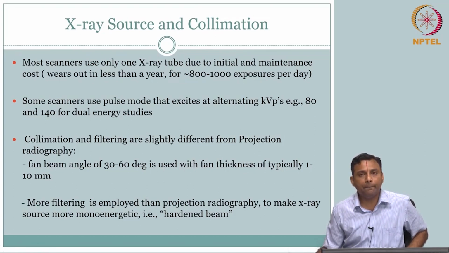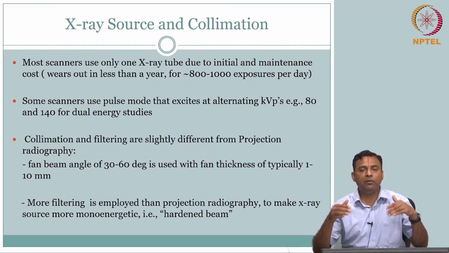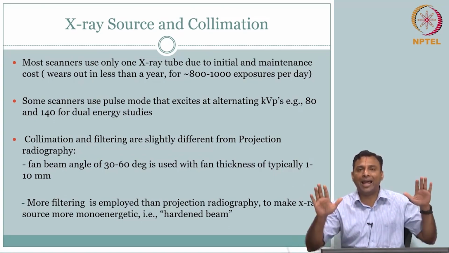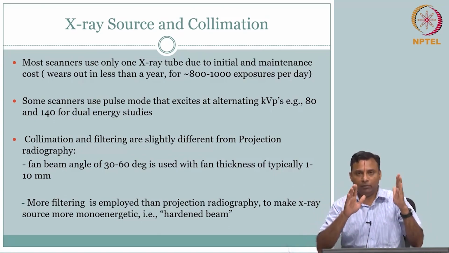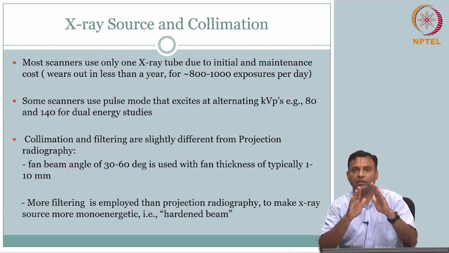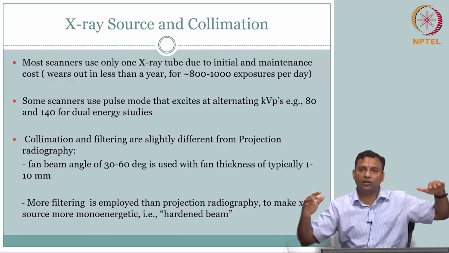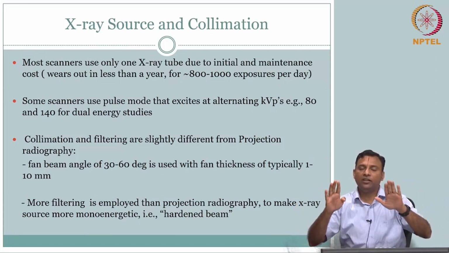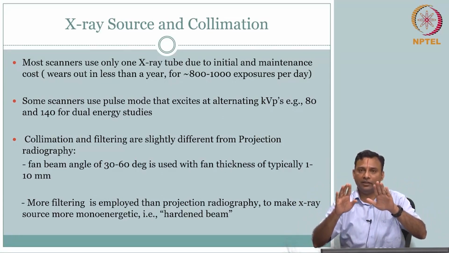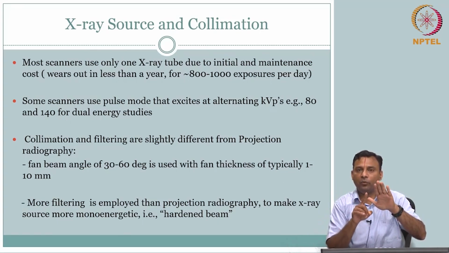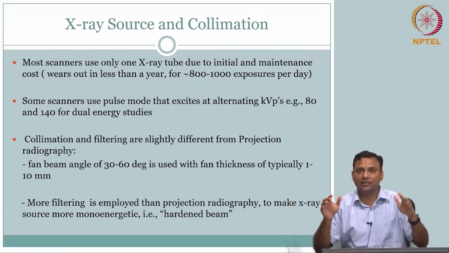Why? When you say making it more hard, what is happening? You are narrowing the spectrum. Initially it was wide, and you preferentially remove the lower energies. So the width of the spectrum is reducing. It becomes narrow, which means you have a smaller distribution of energies. You don't have a wide range of energies.